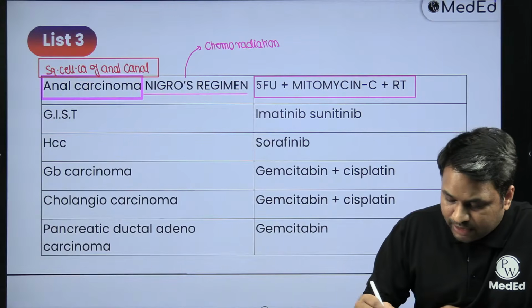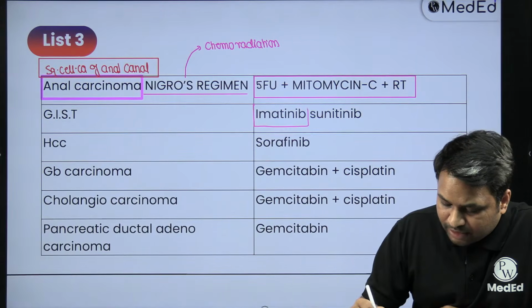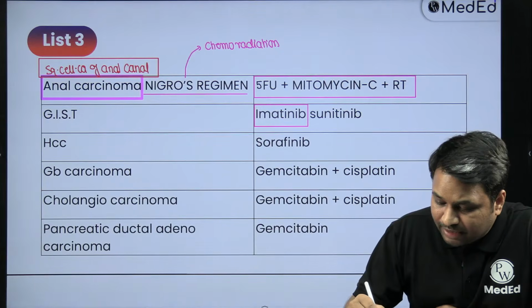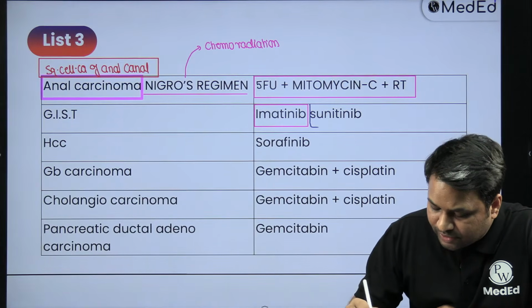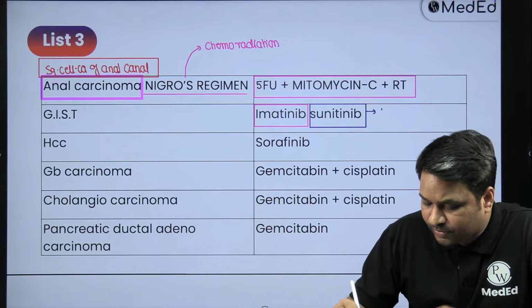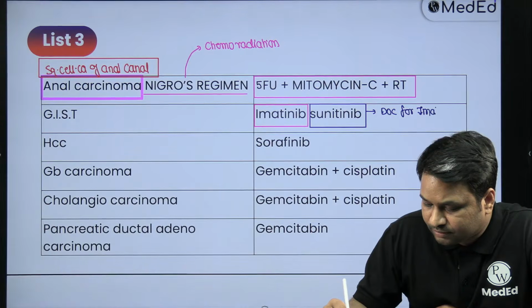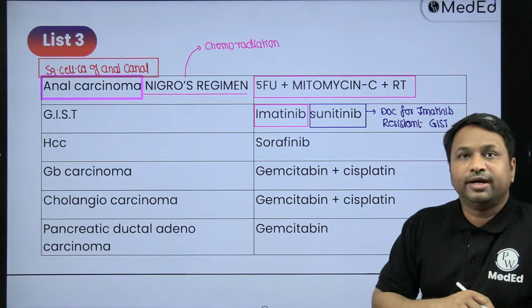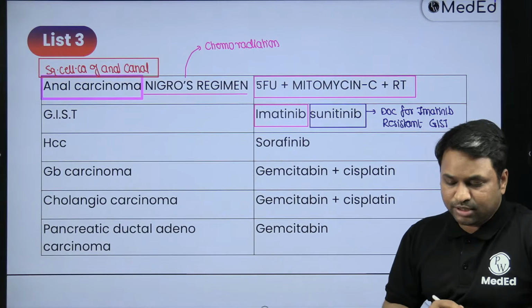For gastrointestinal stromal tumor, we give imatinib. If there is resistance to imatinib, for imatinib resistant GIST, we give sunitinib. So sunitinib is the drug of choice for the imatinib resistant GIST.